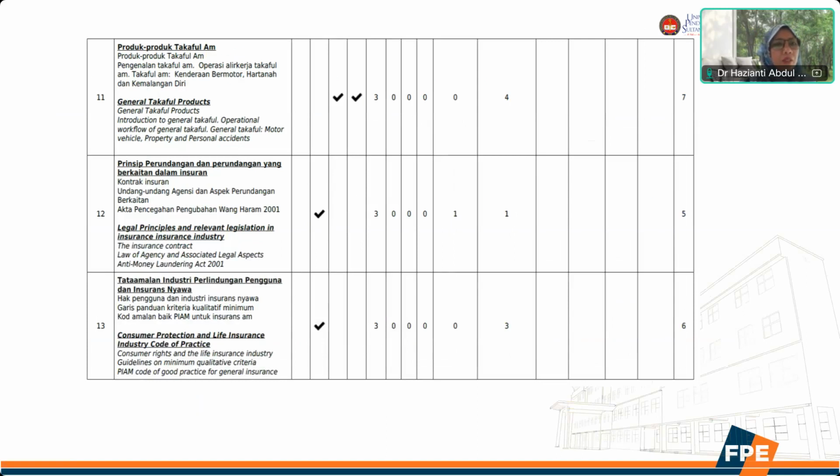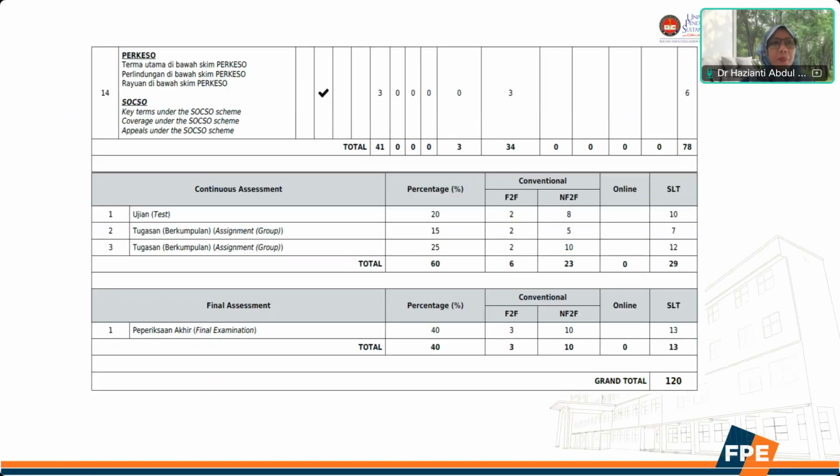For the last 2 weeks, we're going to look at the legal principles, the relevant legislation, as well as the industry code of conduct. And we also have a subtopic on SOCSO, which is the protection under the SOCSO scheme.